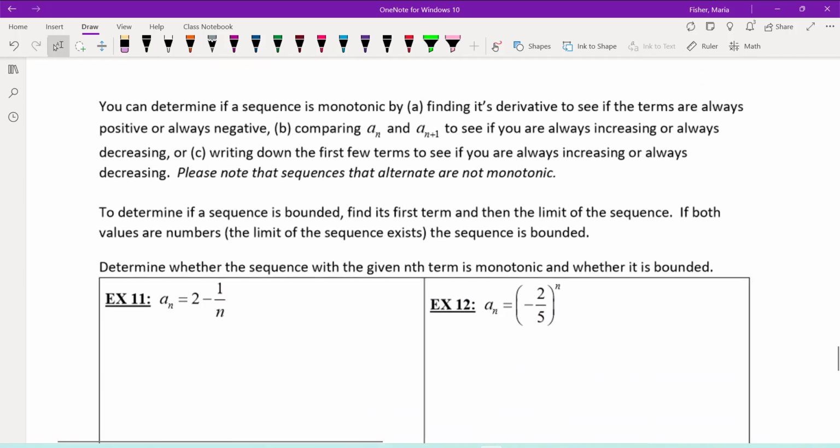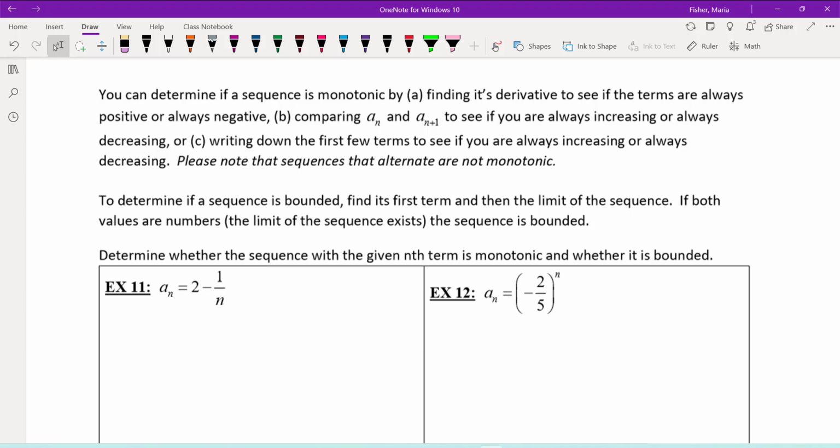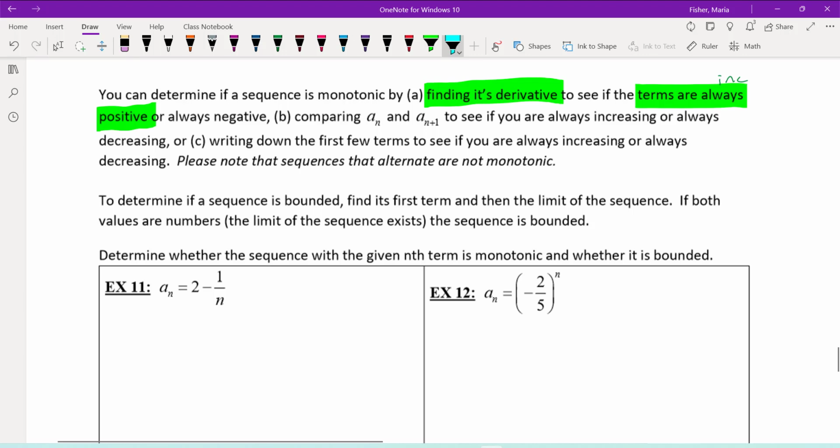How do you determine if a sequence is monotonic or if a sequence is bounded? Well, to determine if a sequence is monotonic, you have three different ways to look at it. You can find the derivative of the sequence, and if you can show that the terms are always positive, think derivative gives you slope, always positive means that you're always increasing, or always negative, and again think always negative means your slope's negative, which means you're decreasing. You're going to be monotonic.